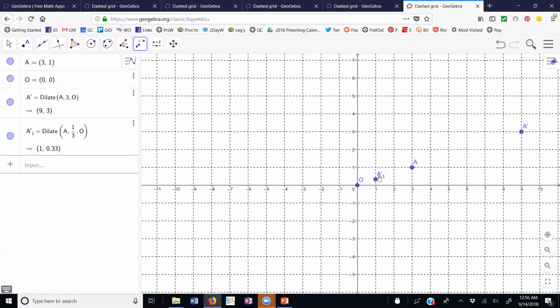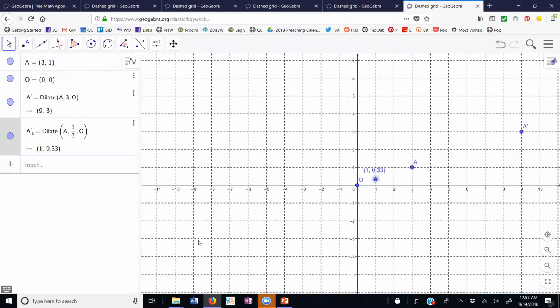And so this point, which GeoGebra happens to be calling A1 prime at the moment here, you might think about what the ordered pair is for this. The x value here for A was 3. 1/3 of 3 is 1. The y value of A was 1, and so the y value of this should be 1/3. And we can check that here by going to the properties and displaying the value.